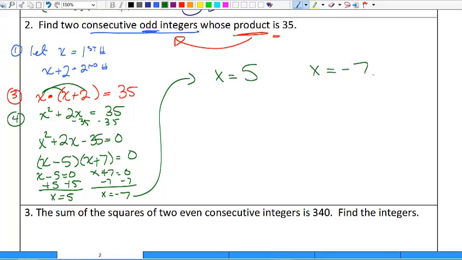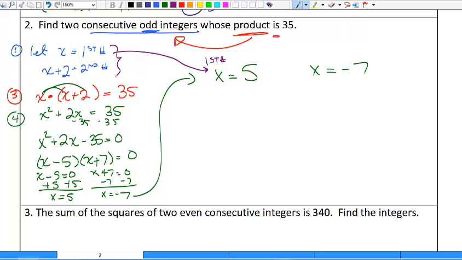Okay, positive 5 and negative 7. Are those consecutive odd integers? Well, no, they're not. They're way far away from each other on the number line. So these are not consecutive integers. But that's okay because I didn't solve for consecutive integers. I solved for x. And who is x? Well, just the first number. It's a good thing I wrote this down, huh?